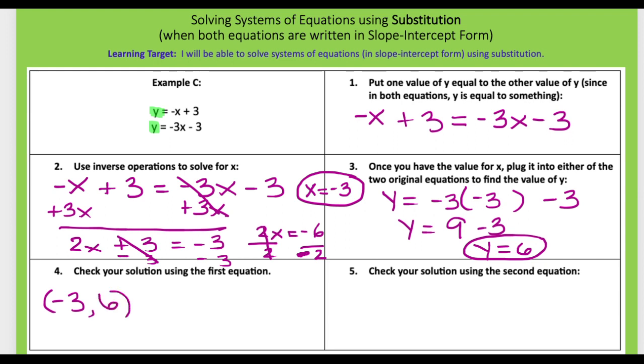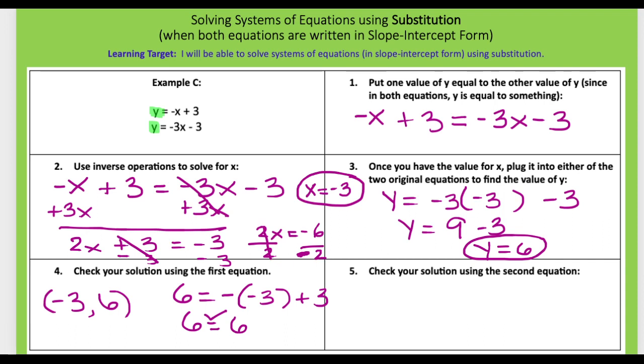But of course, I'm going to check my work. Let's plug it into the first equation to see if it makes a true statement. y equals negative x plus 3. So now I'm going to write 6 equals negative x, where x is negative 3, plus 3. Because I have another negative symbol on the outside, it's like saying the opposite of negative 3, which is a positive 3. And positive 3 plus positive 3 is positive 6. So that one definitely checked out.